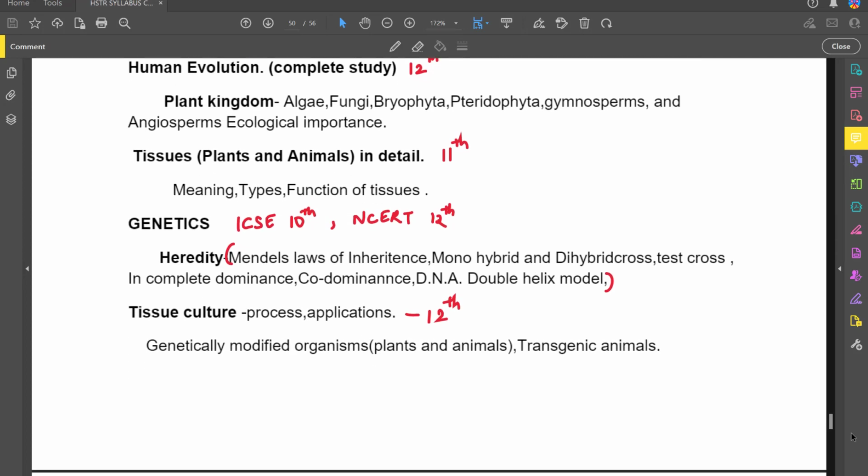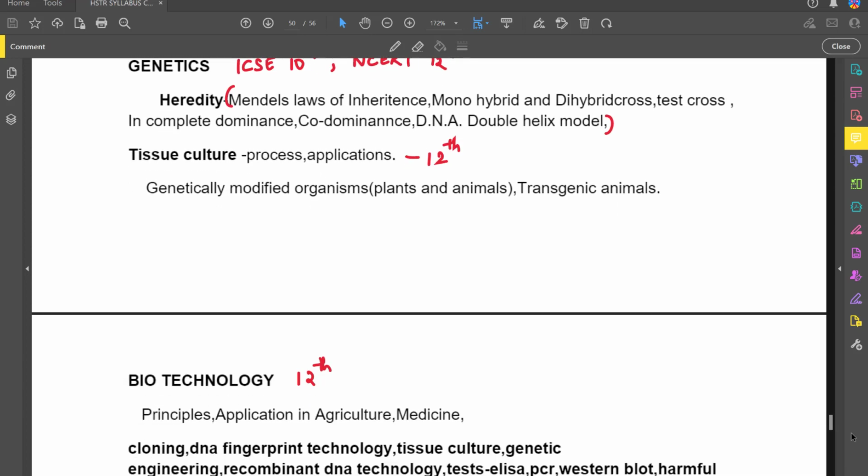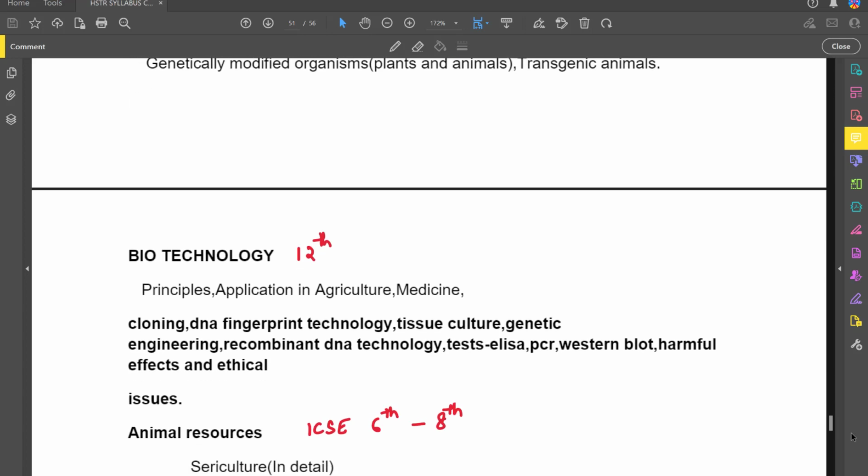Next is genetics. Genetics you will find in the ICSE class 10 book also, and you will also find it in the NCERT 12th book, means the PUC second year book. If you read the ICSE 10th book it is okay, but you will have to prepare for higher level questions. Next, tissue culture. The entire part is from PUC second year only. Tissue culture, biotechnology, this full portion, Western blot, harmful effects and ethical issues, the portion is from PUC second year.